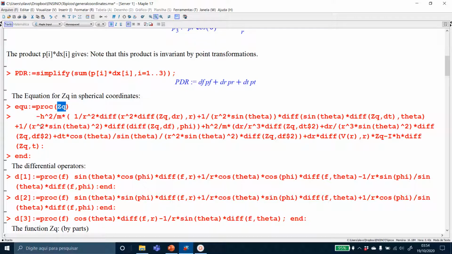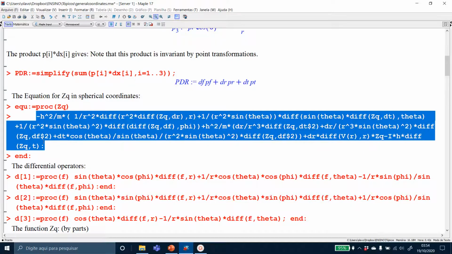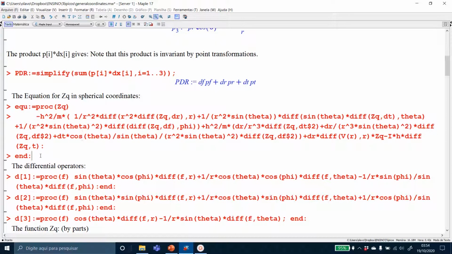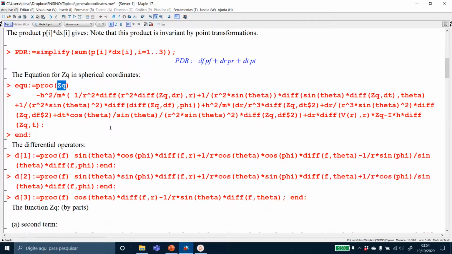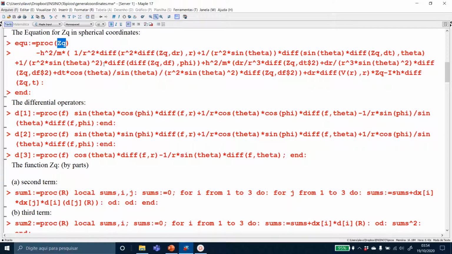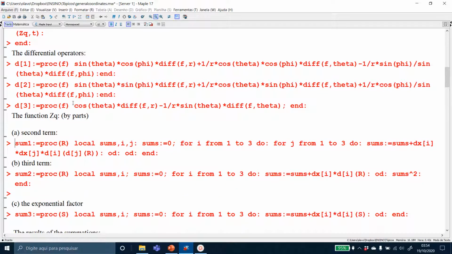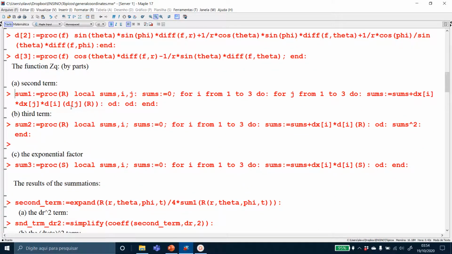We have just seen it in the presentation. So this equation is this one, and it is written as a procedure. So it is expecting the function zq. We may write these operators in terms of the new variables. Here we are writing them here, and now we can make the summations to write z.